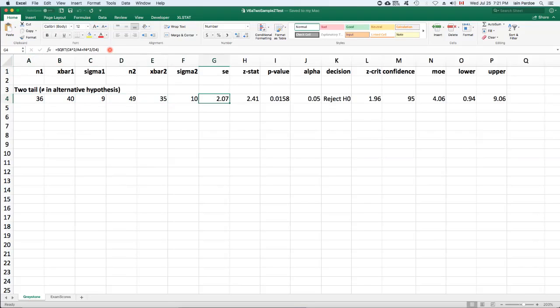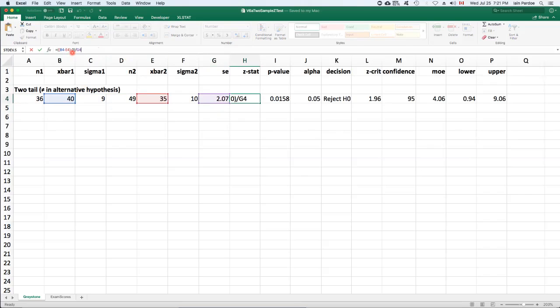The standard error combines the two standard deviations using the sample sizes, and 2.07 is the standard error. The test statistic is a z-test statistic because we're assuming we know the population standard deviation, so we're using the normal distribution. And it's the difference in the sample means, 40 minus 35, divided by the standard error.